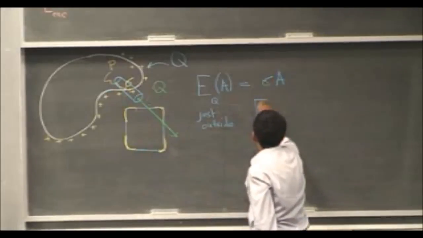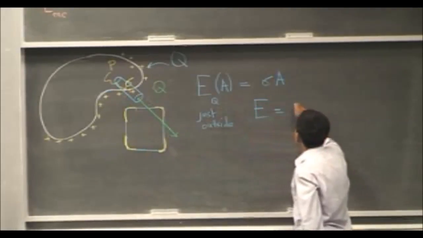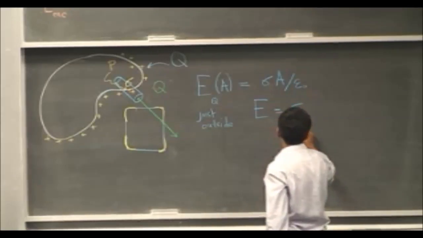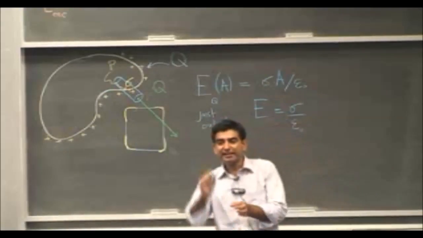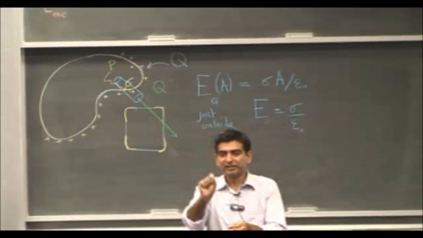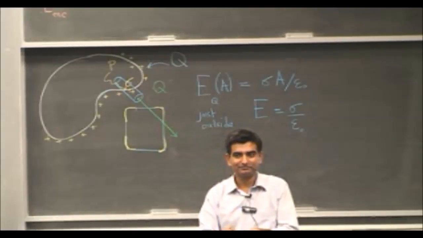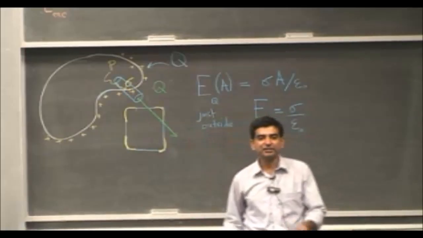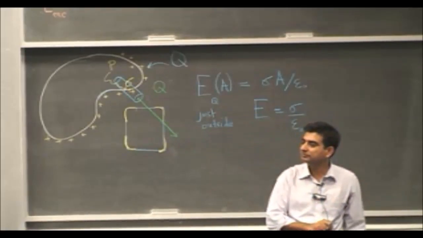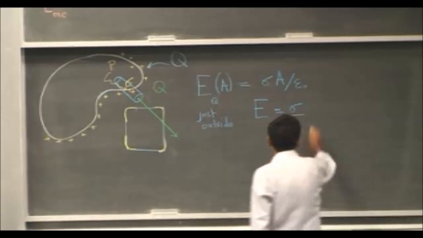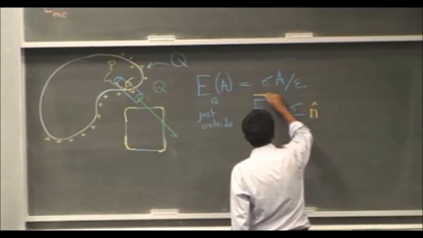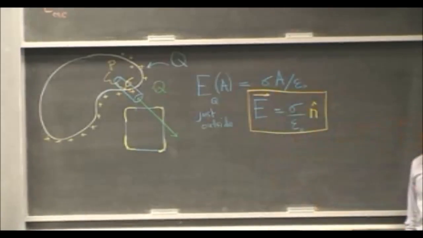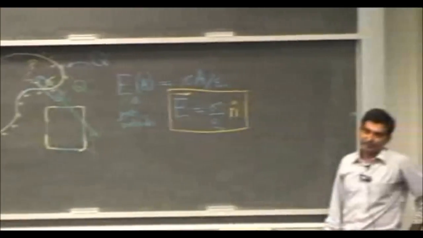Which means that just outside the conductor, the electric field is sigma over epsilon naught. So just outside any conductor, the electric field is going to be sigma over epsilon naught. And it's going to point in a certain direction. What is that direction? That direction is just a normal to the surface at that point. Okay, so I can put a unit vector n and put a vector sign here. So just outside the conductor, this is the electric field.